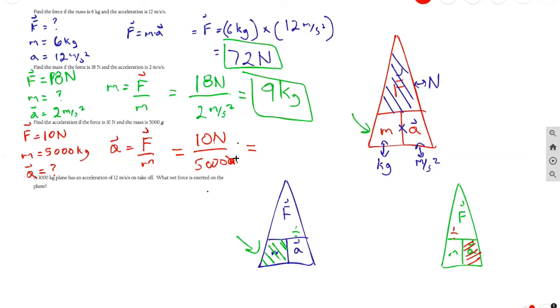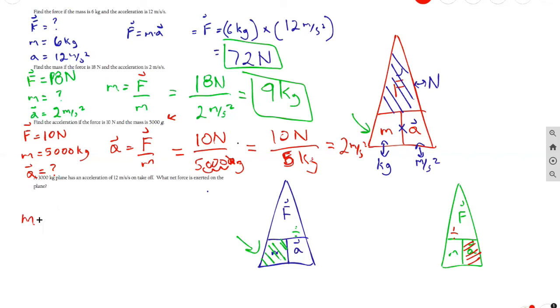All right, so I have 10 divided by 5,000 grams. We want that to be in kilograms, so we're going to convert that to kilograms. So it's going to be 5 kilograms. And so the acceleration, excuse me, is going to be 2 meters per second squared. So in this problem, they gave it to you in grams. You had to convert it to kilograms and then solve for the acceleration.